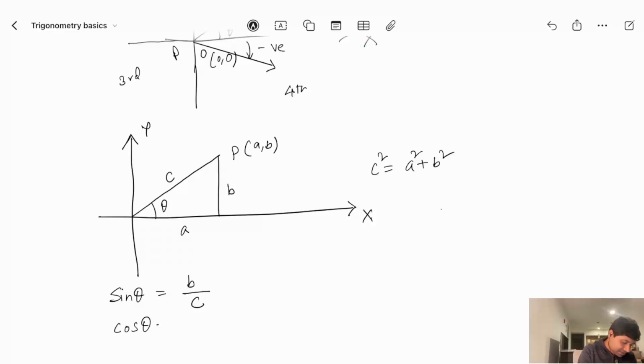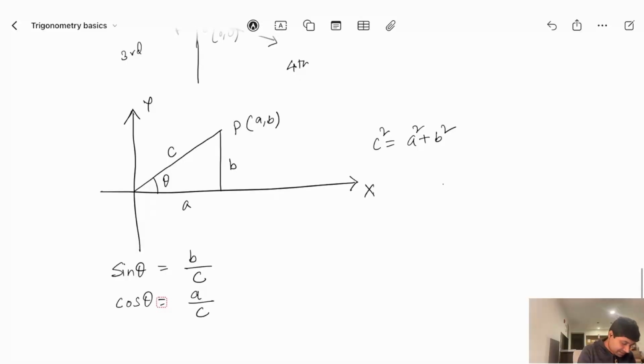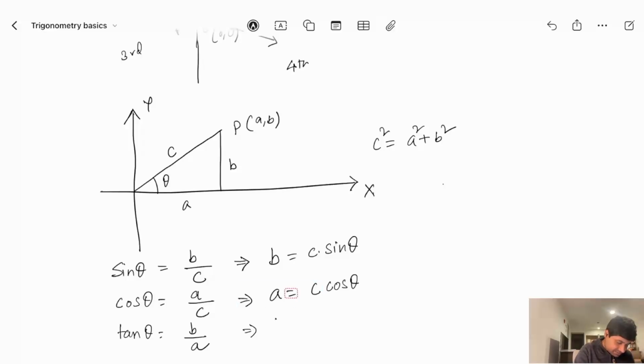Similarly, cos theta is a ratio between your base and hypotenuse. So base is your a against c. And then tan theta represents another ratio which is your height divided by base. Now you can derive what it actually implies. It implies that your b, which is your height, is c sine theta, a, which is your base, is c cos theta, and b is also a tan theta.